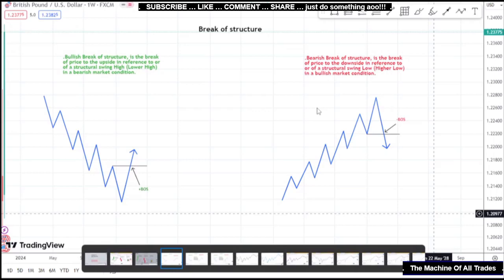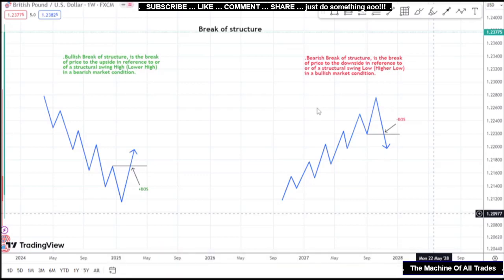Bearish break of structure is the opposite of this bullish break of structure. It is the break of price to the downside in reference to a structural swing low, or higher low, in a bullish market condition. That's an example. But not all breaks of structure are the same. There's a break of structure that signifies a shift in market structure, and there's a break of structure that signifies a fake out, or a liquidity run, or a stop run, or an FU run.